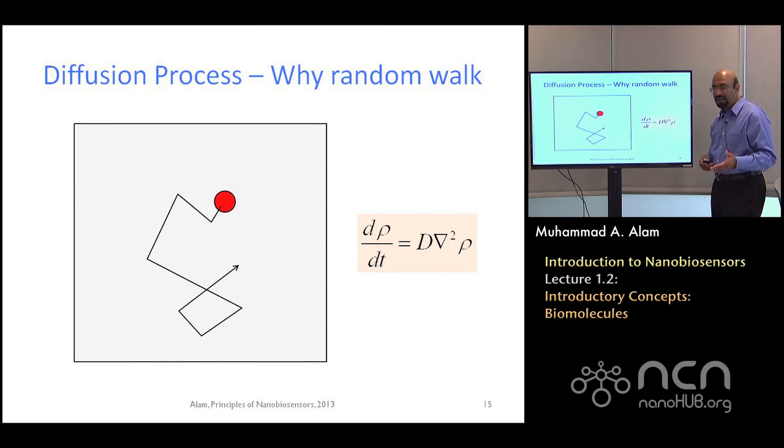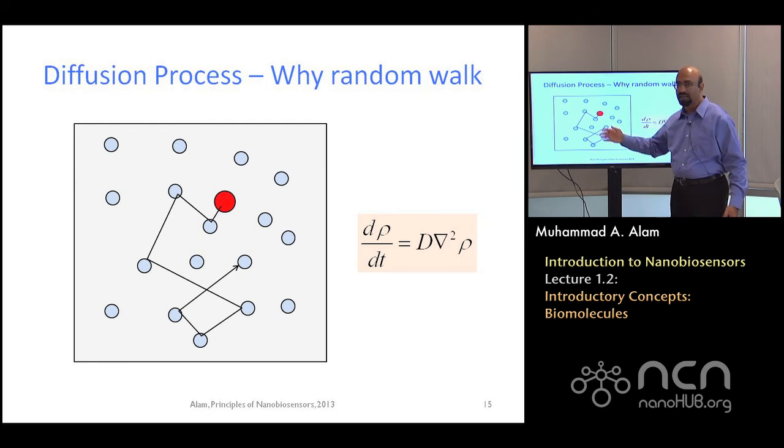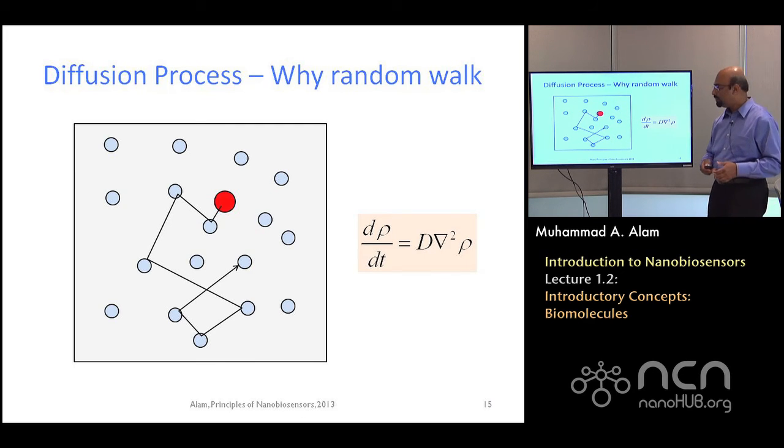Why do they zigzag around like that? Because there are invisible water molecules around, and this red molecule is essentially bumping off these speed bumps in a random direction, reorienting it every time, and that gives it this Brownian motion.